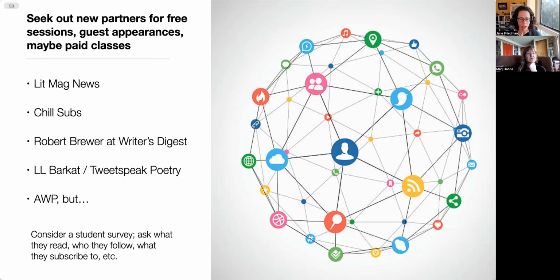LL Barkat at Tweet Speak Poetry has a Substack, and I don't know what her editorial planning is like, but I think she would be another natural partner in the poetry space and the lyrical writing space. And then there's always AWP, but it's massive. And I've never had any luck partnering with them, but there they are.